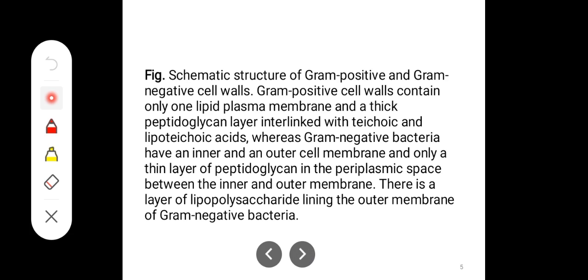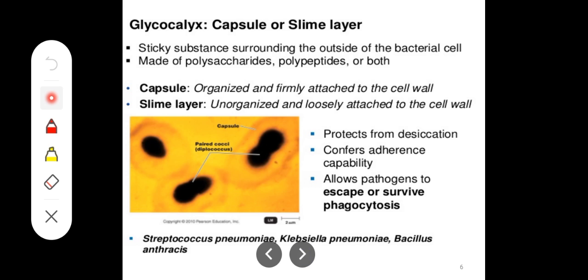And next is the explanation about gram-positive and gram-negative. The gram-positive has one lipid plasma membrane and a thick peptidoglycan layer, while the gram-negative has an inner and outer membrane, and a thin layer of peptidoglycan in the periplasmic space. So there is a layer between the lipoprotein lining and the outer membrane of gram-negative bacteria, not in gram-positive.